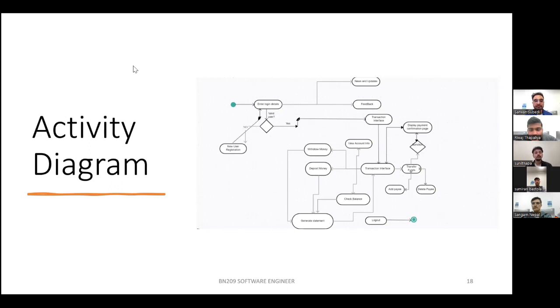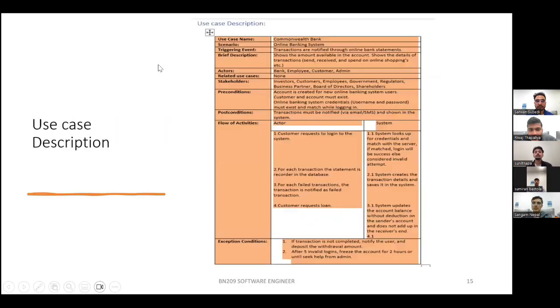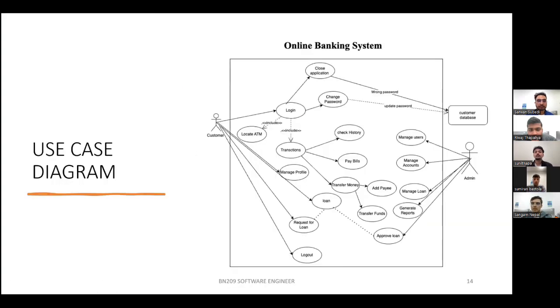The transaction interface enables users to select their preferred page after completing a transaction. A confirmation page gives users the chance to check and double check the information. This activity diagram makes it easier to comprehend how the online banking system works by graphically representing the progression of decisions and actions. I'd like to transfer to Sunil for the use case diagram.